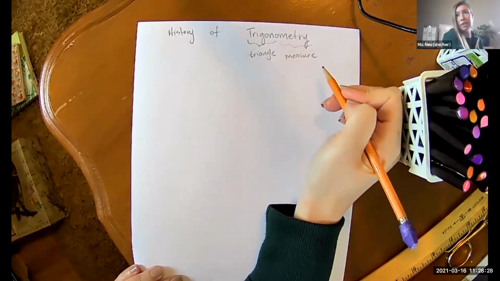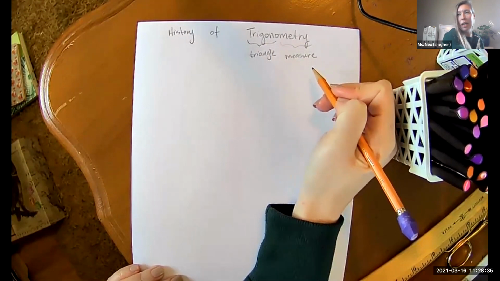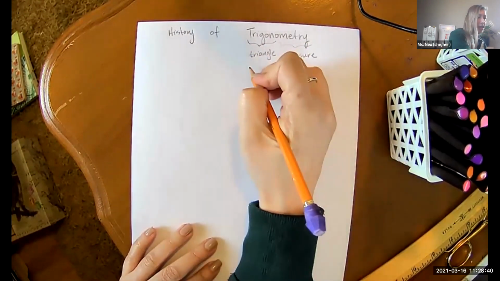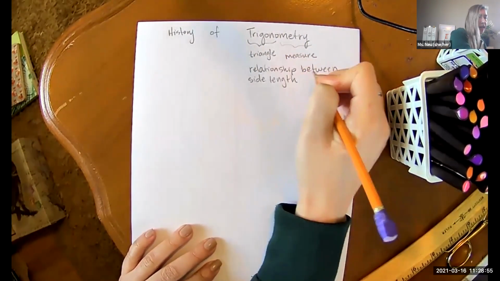And I'm going to put this on a circle, and you're going to be like, wait, what does a circle have to do with triangles? I have no idea. But this is going to be really mind-blowing. Trigonometry basically is the relationship between side length and angle measure.